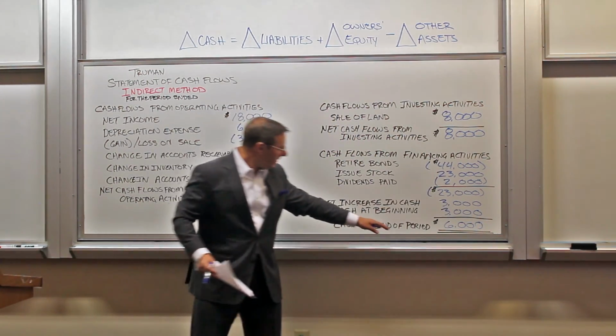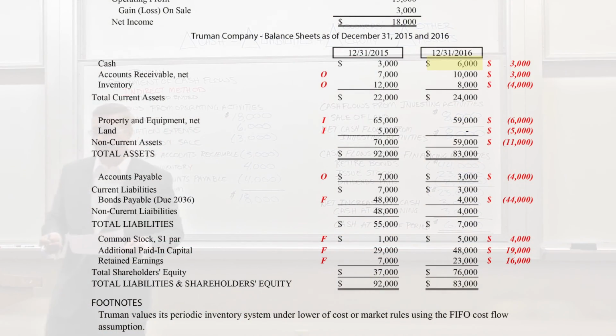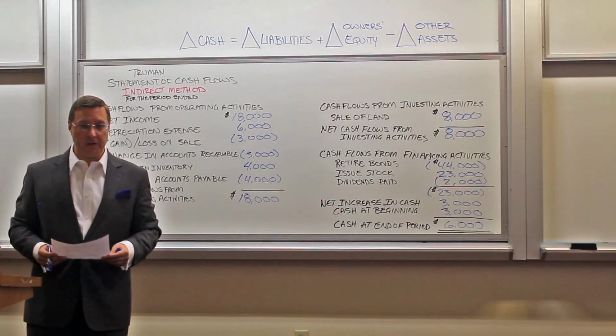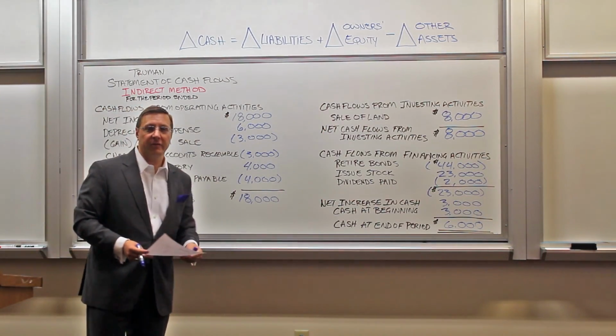We then double check the $6,000 should be the cash at the end of the period, and if that matches our balance sheet, which it does, we have completely explained the change in cash. This is how we accomplish the statement of cash flows.